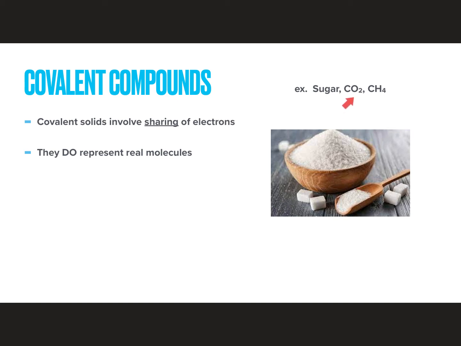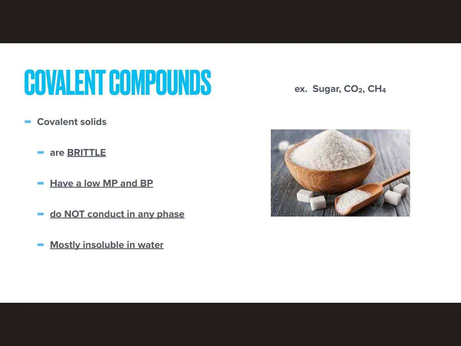Covalent molecules such as CO2, sugar, C6H12O6, etc., are actual molecules. They are real things that exist. Like CO2 is a molecule that has 1 carbon and 2 oxygens. It is not a crystal structure like the ionic compounds were. Covalent solids are brittle, also breaking apart very easily, have a lower melting and boiling point, and lower could still mean a few hundred degrees, but definitely lower than ionic solids. They are generally non-conductive in any phase, whether they're soluble or not, but most of them are not soluble anyway.